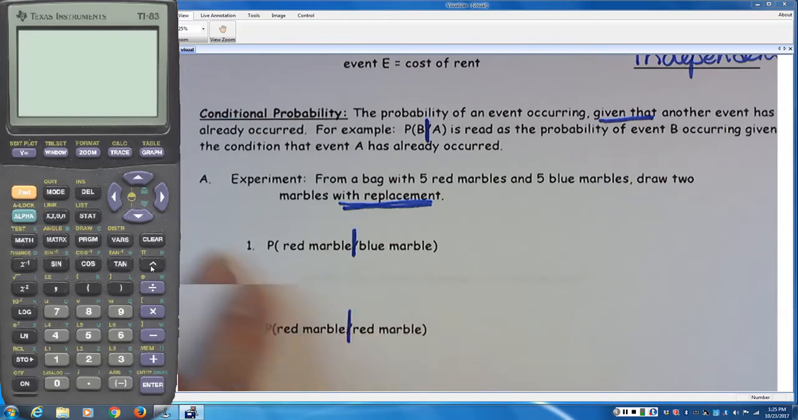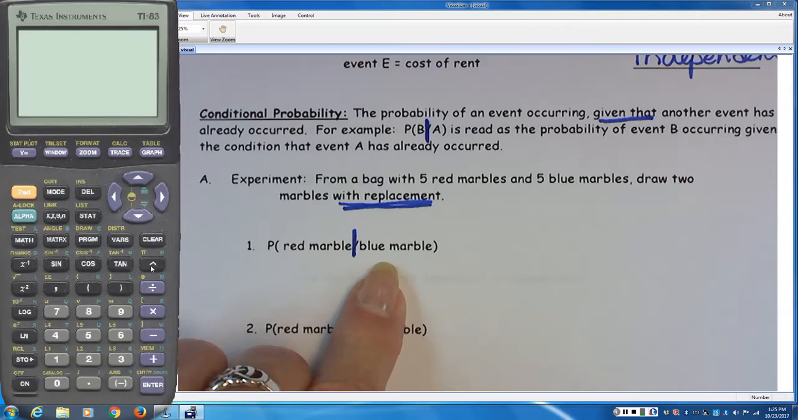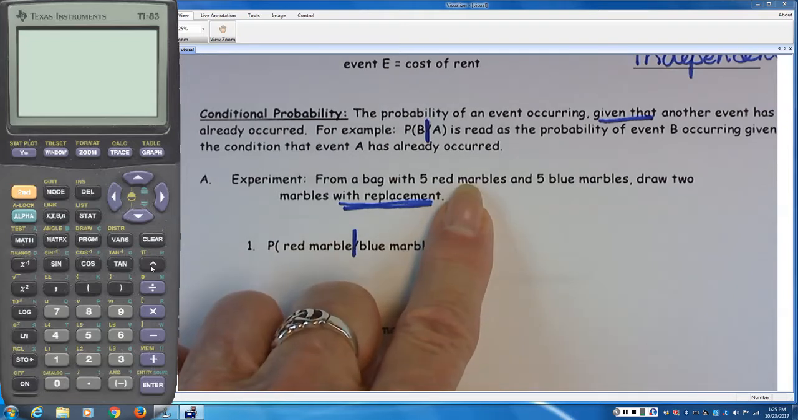Now, in order to actually have this happen, what has to happen on the first draw? You have to get a blue one. What's the probability of getting a blue marble out of that bag? 1/2.